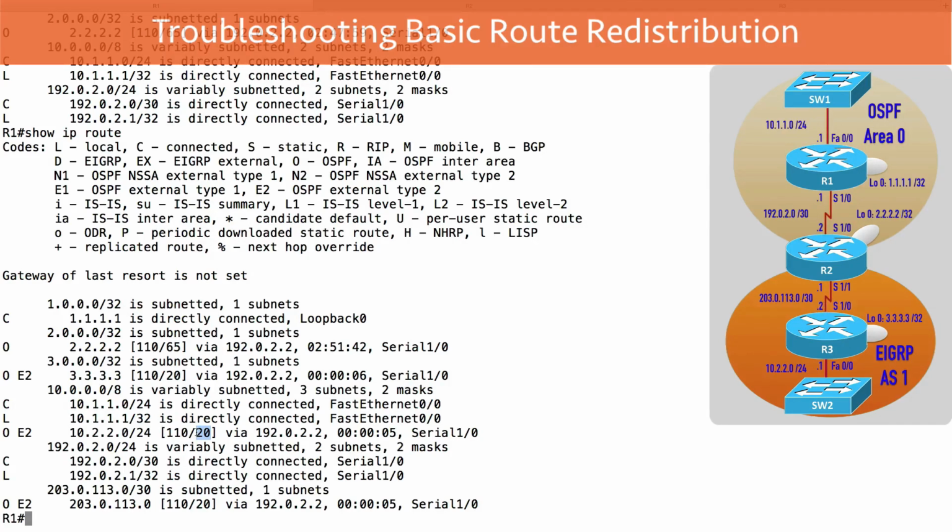And that's a look at a basic route redistribution troubleshooting scenario. And I say it's basic because we only had one redistribution point. R2 was the only boundary router we had sitting between these autonomous systems. However, we might run into some additional troubleshooting challenges if we have multiple route redistribution points. If we have more than one boundary router, that's what we're going to take a look at in our next video.